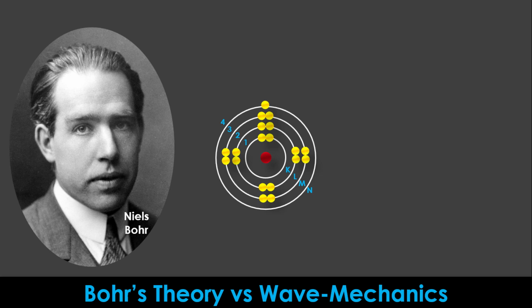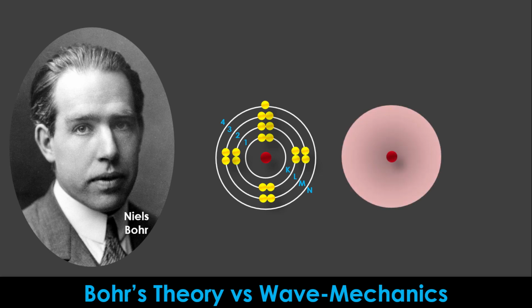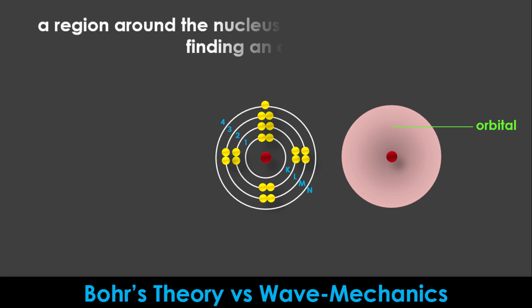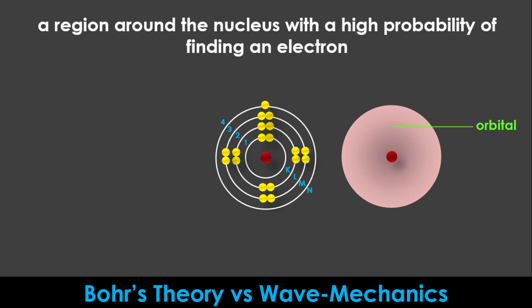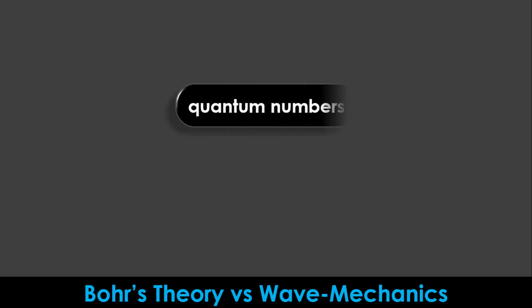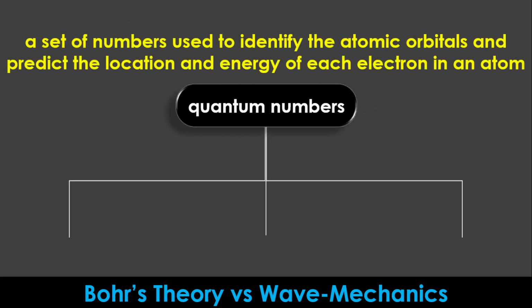However, in the wave mechanics model of the atom, which assumes the wave-particle nature of electrons, electrons are not restricted to certain energy levels only. Instead, it proposes that there is a chance of locating an electron in a region around the nucleus of an atom. This region is called an orbital. We can therefore define an orbital as a region around the nucleus with a high probability of finding an electron in an atom. We can identify an orbital by a set of quantum numbers, which can also be used to predict the location and energy of each electron in an atom.